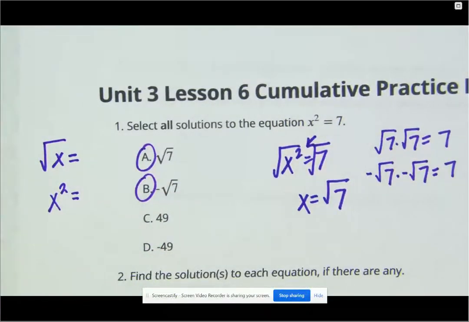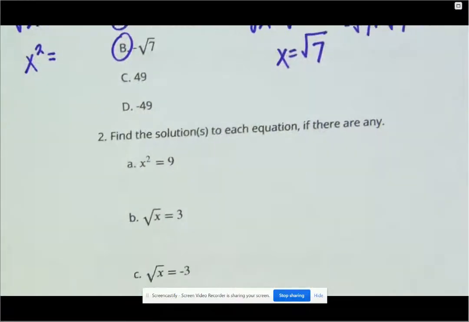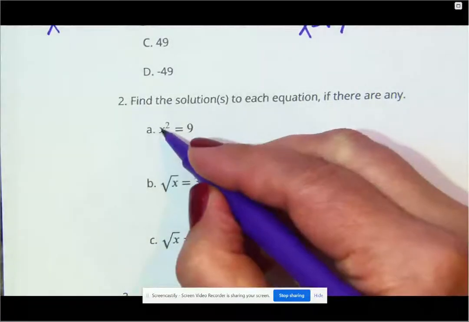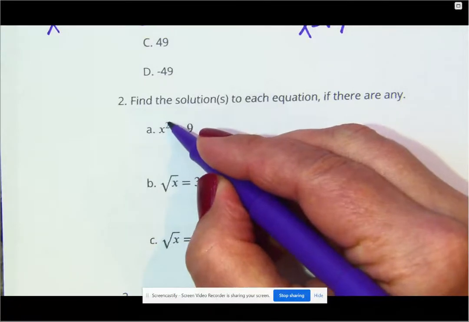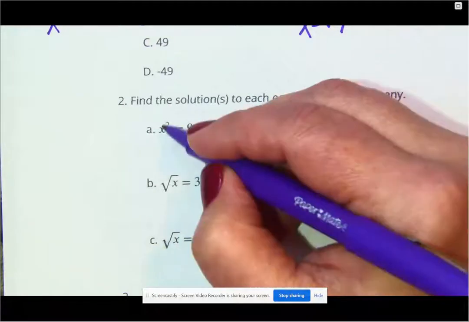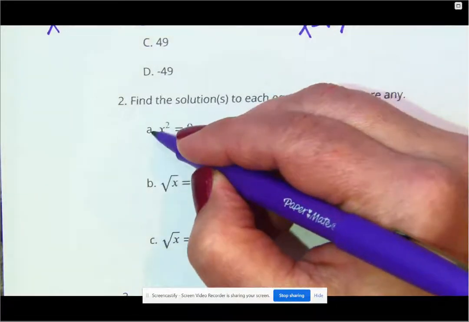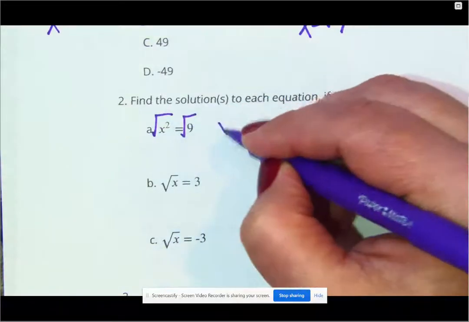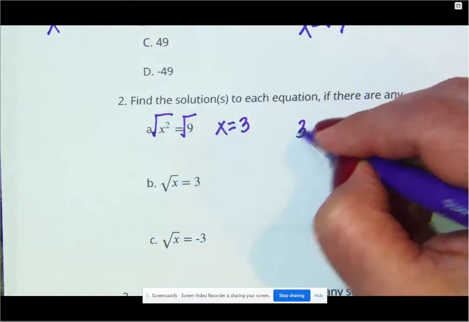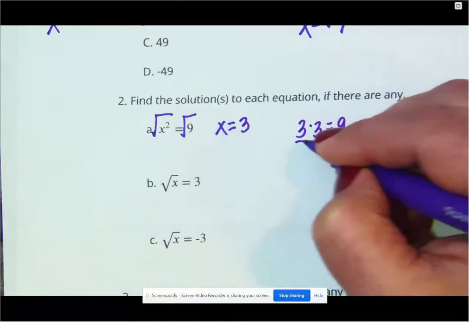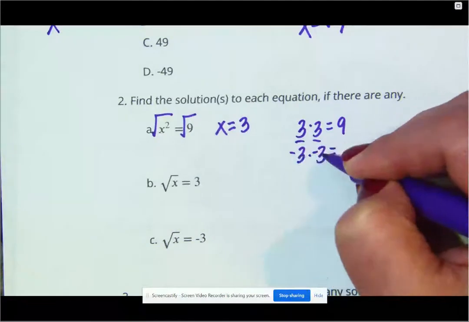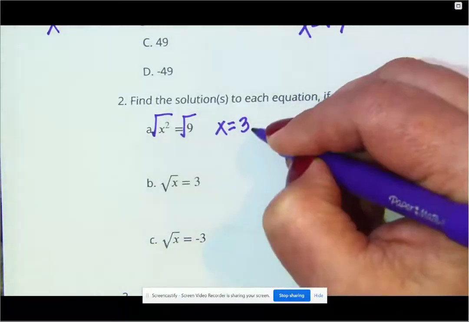Okay. Number 2, find the solutions to each equation if there are any. X squared equals 9. What numbers can I square that will give me 9? Most of you can just think about this off the top of your head. I mean, we can actually go through and solve it. To undo square, we square root, x equals the square root of 9 is 3. What other number? 3 times 3 would give me 9. That would work. And we could also do the negative. Negative 3 times negative 3 could give me 9. So we've got 3 or negative 3.